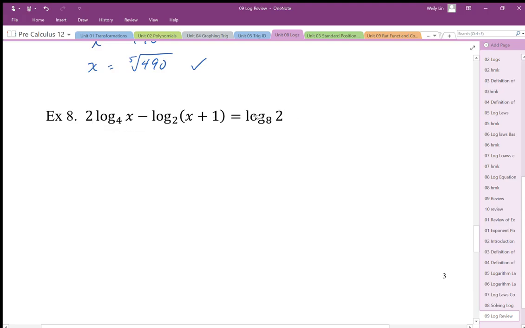I can change the base to a familiar base. So in this case, I can change this to all base 2. And changing it to base 2 allows me to use log properties. And notice that these are all related bases, so we know that this shouldn't be a problem to change it to base 2.